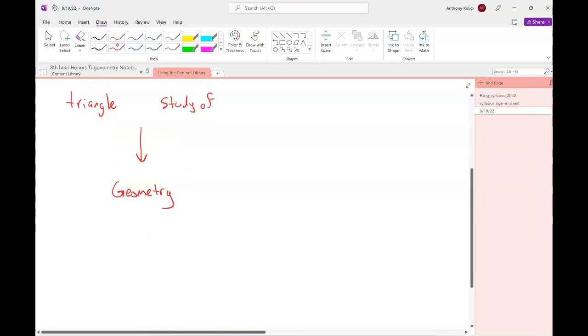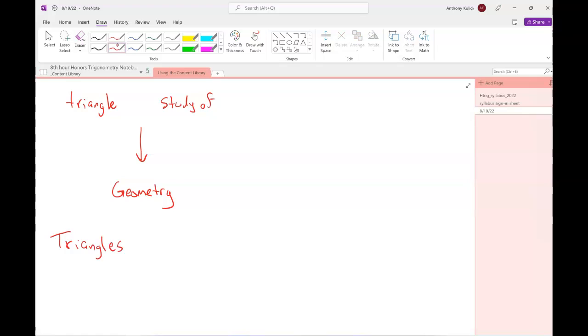So, thinking back to geometry about triangles, what facts, theorems, definitions, names, anything that we remember about triangles from geometry? Okay, so I'm going to be a little bit more general with that. So we had congruence and similarity theorems.